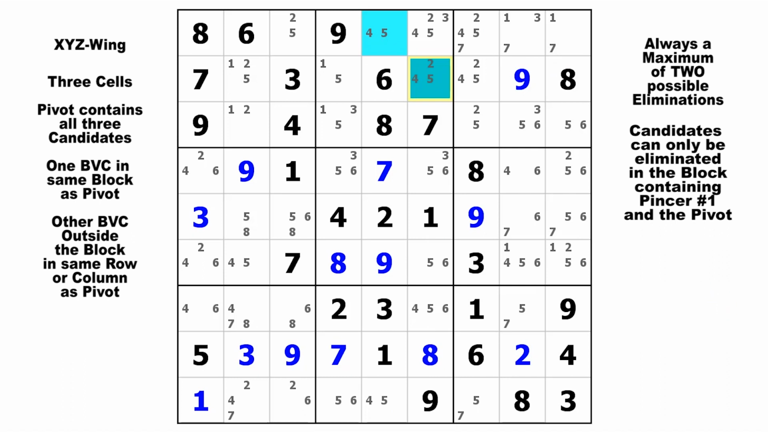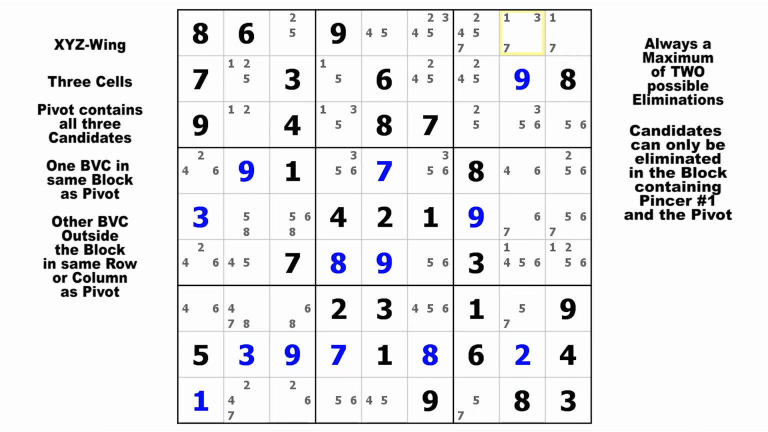So now we move on to block 3. And once again, we have some more possibilities. Here's a possible pincer number 1 and a possible pivot cell that contains those 2 candidates. So pincer 2 cannot be in the row because that would be a naked triple. So it can only be in column 8, and it would have to be 3, 1 or 3, 7. But there is no 3, 1 or no 3, 7.